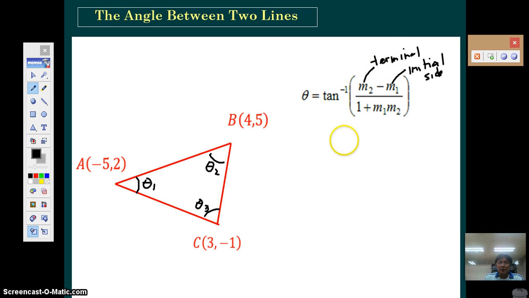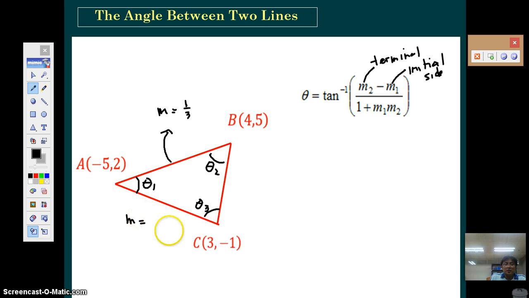Remember that we always measure our angle in standard position, counterclockwise. So we'll have that later. Now, since in the formula to get the angle, what are involved are slopes, let's get the slopes of the sides. So let's get the slope of this. 5 minus 2 is 3. 4 minus negative 5 is 9. That's 1/3.